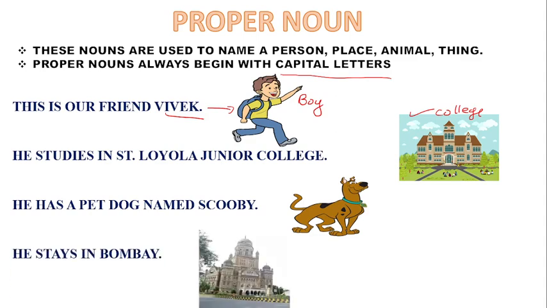And he stays in Bombay. Bombay is a city. There are a lot of cities in the world, but I have specified which city I am talking about. So a proper noun makes it easy to identify the place, thing, animal or a person, right? Hope the concept is clear.